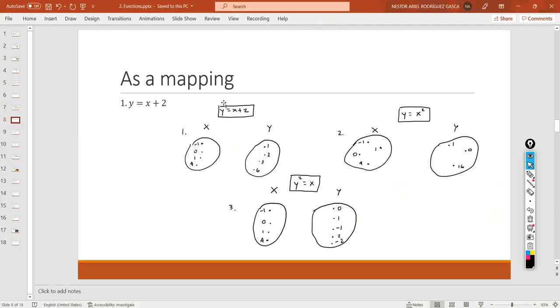Then I showed you the idea behind the mapping, which is basically a transformation from numbers on a given set into numbers from another set. This is the set of the independent variable, and this is the set of numbers of the dependent variable.